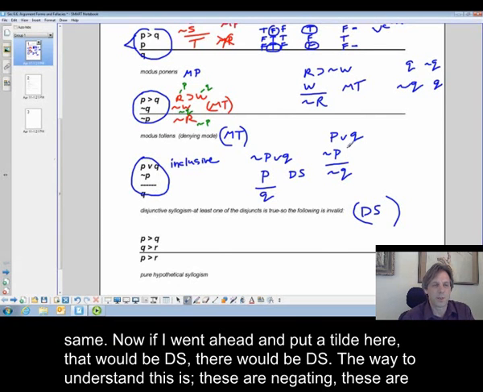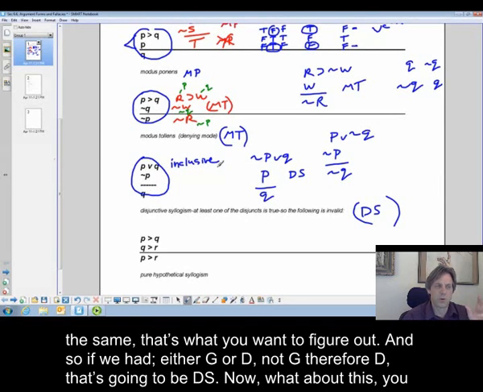Now, if I went ahead and put a tilde here, that would be DS. Let me make that more clear here. Okay, there would be DS. So the way to understand this is these are negating, these are the same. Okay? That's what you want to figure out. And so if we had either G or D, not G, therefore D, that's going to be DS.